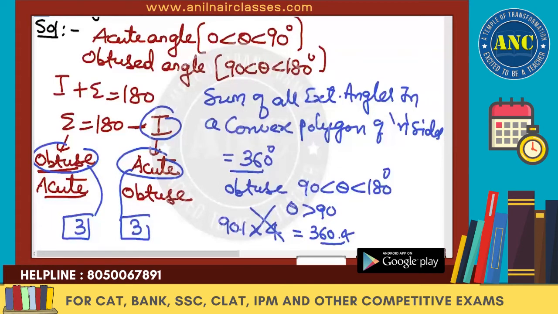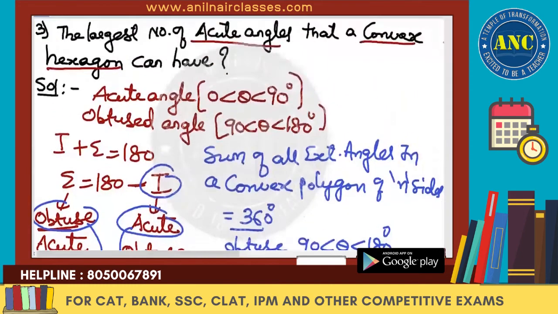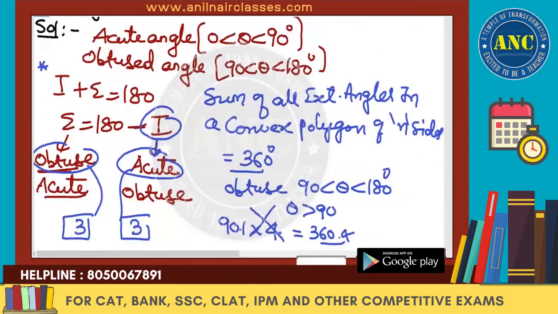Now just read the question once again. The question is: what is the largest number of acute angles a convex hexagon can have? He is asking for the acute angle, which should be an interior angle. Interior plus exterior is 180, so exterior is 180 minus interior. If interior is acute, exterior will be obtuse.